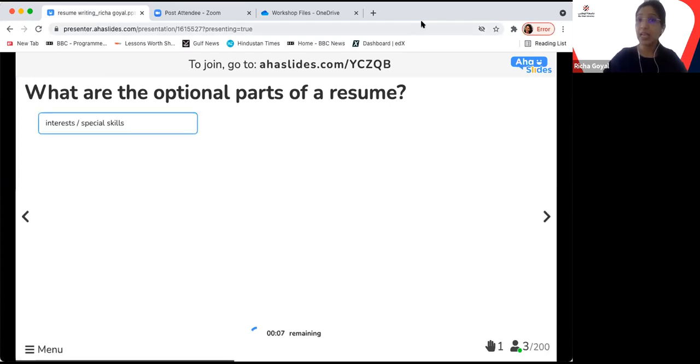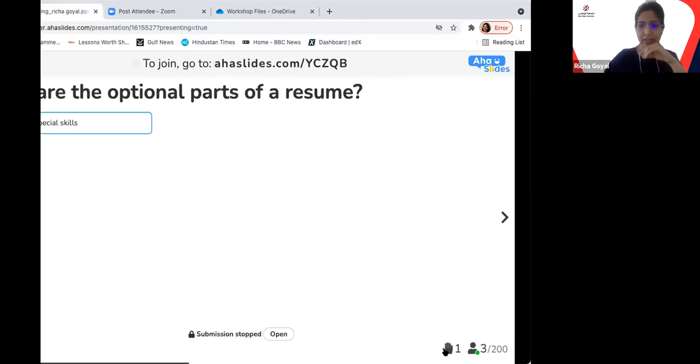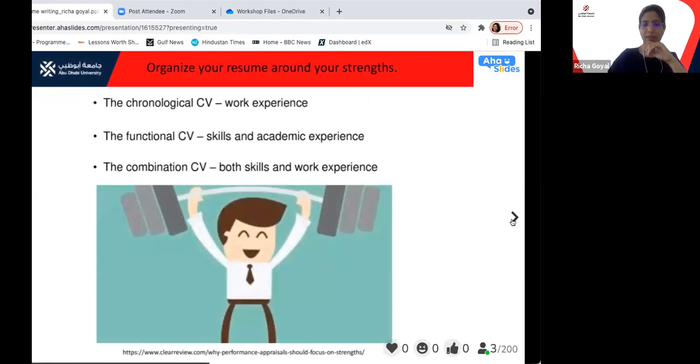on the resume? Interests, very good. Interests or hobbies you can talk about. You can also talk about special skills. Skills, yes, skill section. What skills do you have? Language skills, computer skills, software skills, whatever, you know, job related skills. You can talk about your skills. You can talk about your interests and hobbies. Very nice. Anything else? Somebody raised a hand. Okay, that's one answer. Okay. All right. So these are the optional parts of a resume.